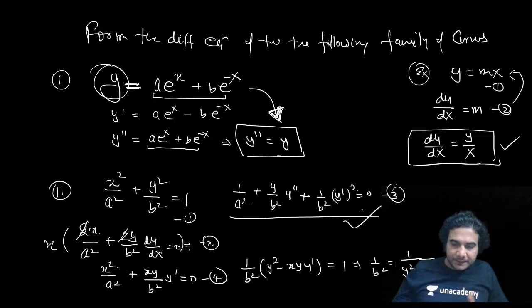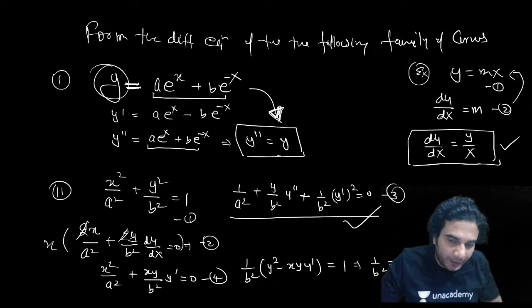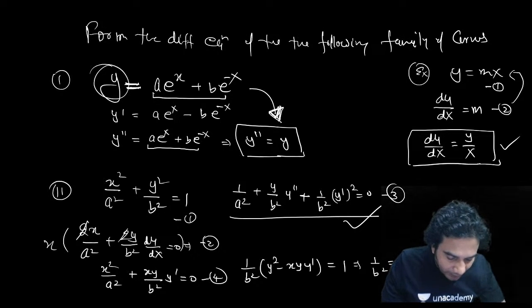Are you understanding it? So in this way you can eliminate. It's like the elimination of parameters you do in coordinate geometry while finding the locus.